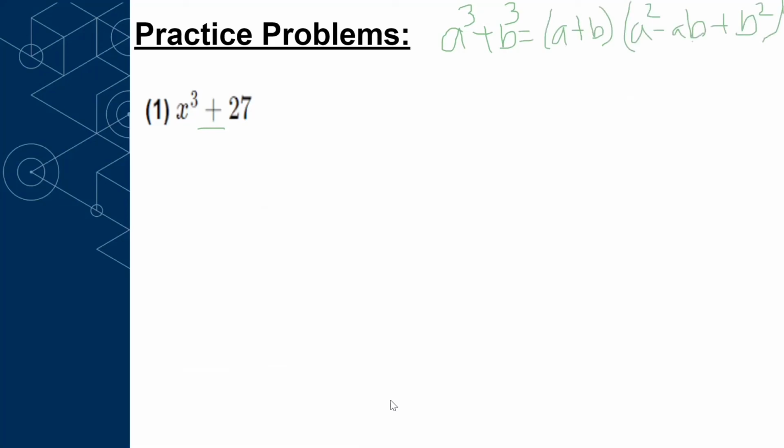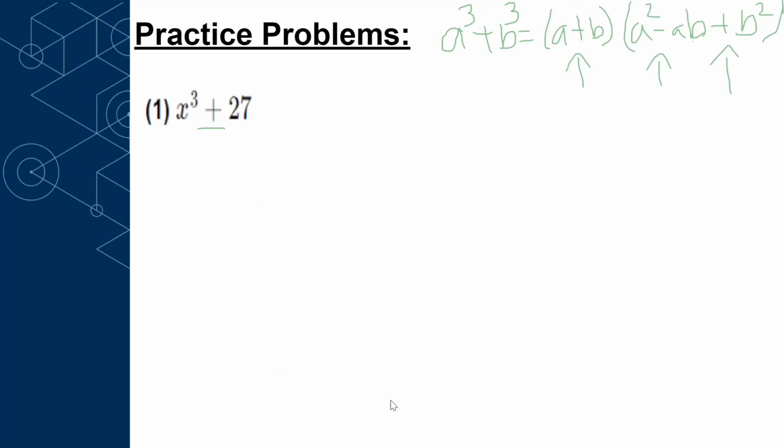Notice the signs: the first one is the same, the second one is different, and the third one is always the positive sign, okay? You might be given the formula, you might not be given the formula, depending on your exam. So try to remember the formula as well.